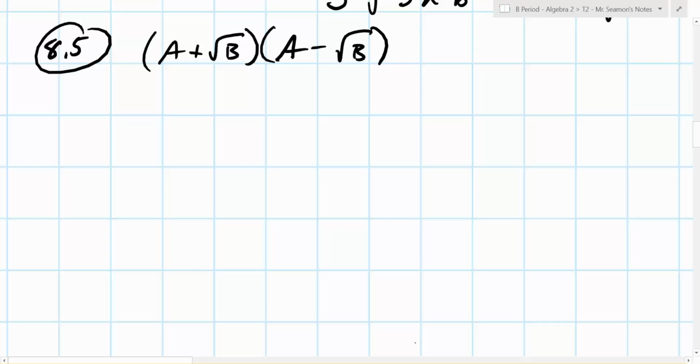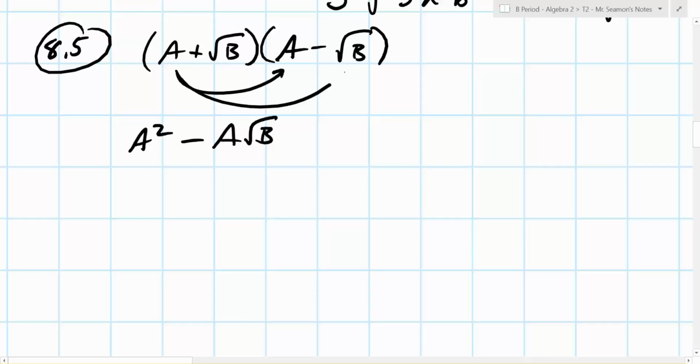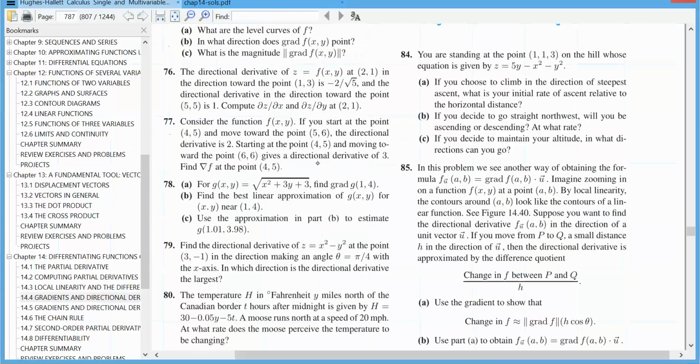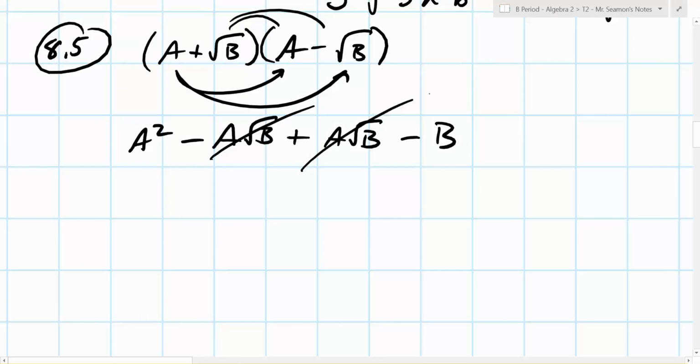Multiply everything in the first times everything in the second. So what's a times a? A squared. And then you have minus a root b. That's this one right here. Then you have plus a root b right there. And then what do you have? Minus b. What cancels in the middle? The a root b. Those, sorry. These cancel, right? So what are you left with? A squared minus b. And which one is that? A squared minus b? That is e.